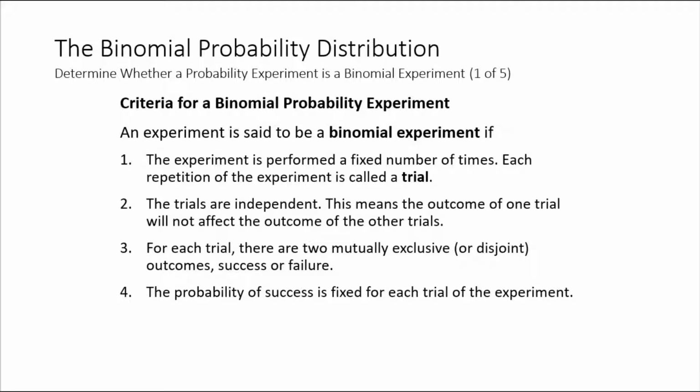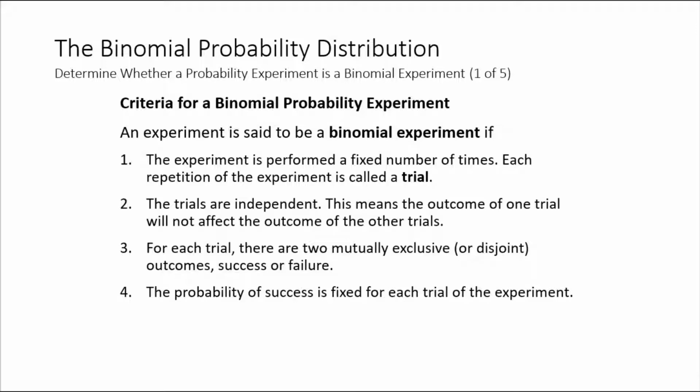The criteria for a binomial experiment is as follows. An experiment is said to be a binomial experiment if: 1. The first condition, the experiment is performed a fixed number of times. Each repetition of the experiment is called a trial.